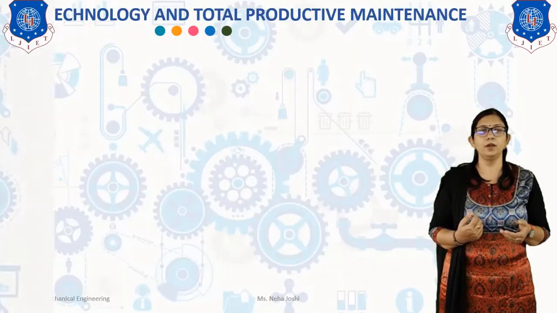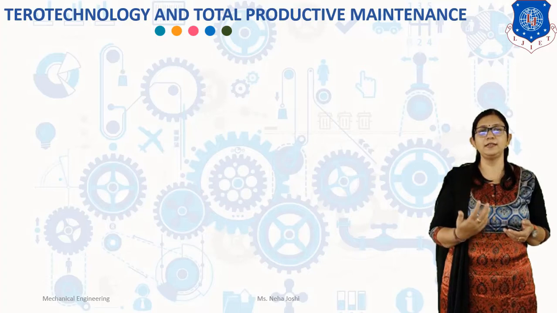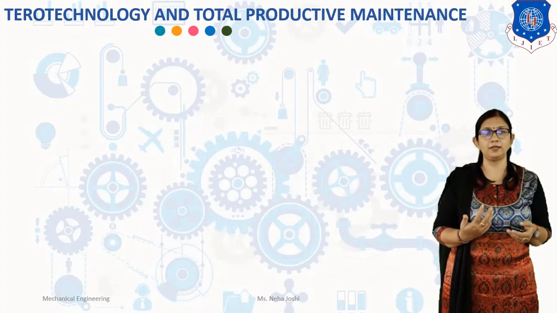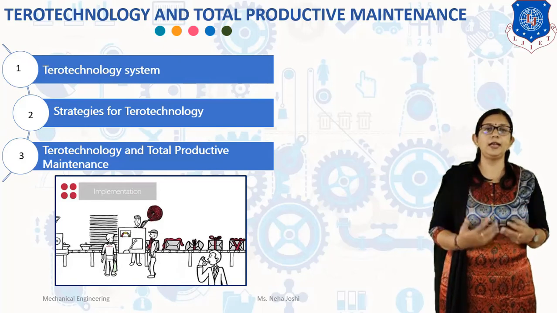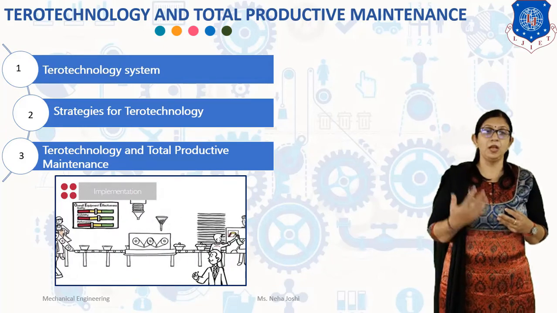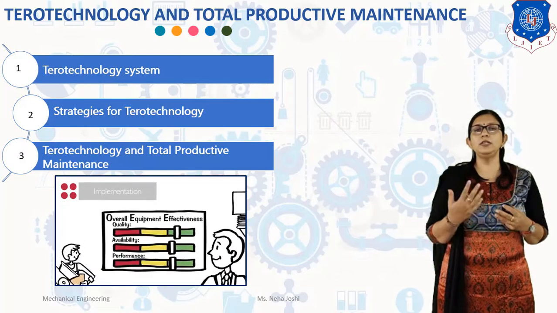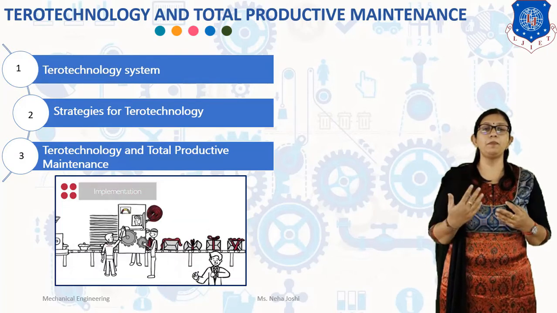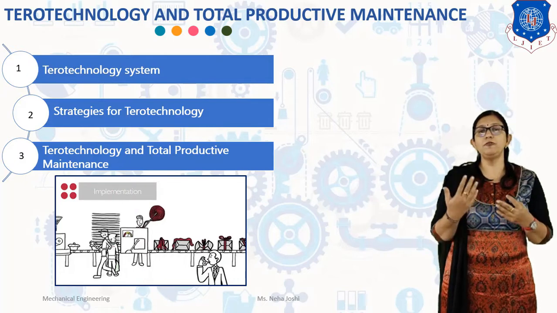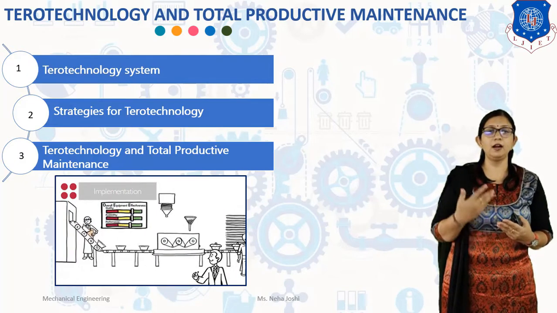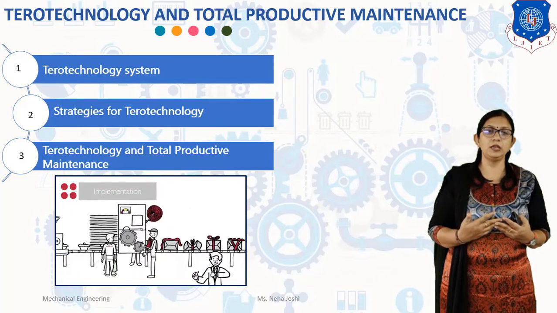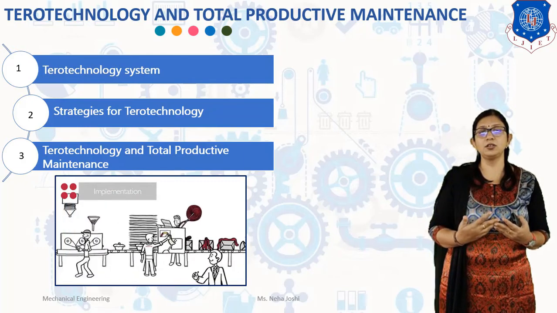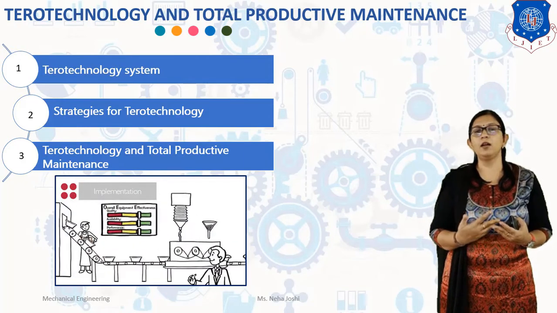Now, the seventh chapter in our syllabus is Terotechnology and Total Productive Maintenance. In this chapter, we will cover what a terotechnological system is, strategies for terotechnology, and terotechnology and total productive maintenance. Now, what is terotechnology? Terotechnology is the maintenance of assets in the optimum manner. It is the combination of management, financial, engineering and other practices applied to physical assets such as plant, machinery, equipment, buildings and structures in pursuit of economical life cycle cost.